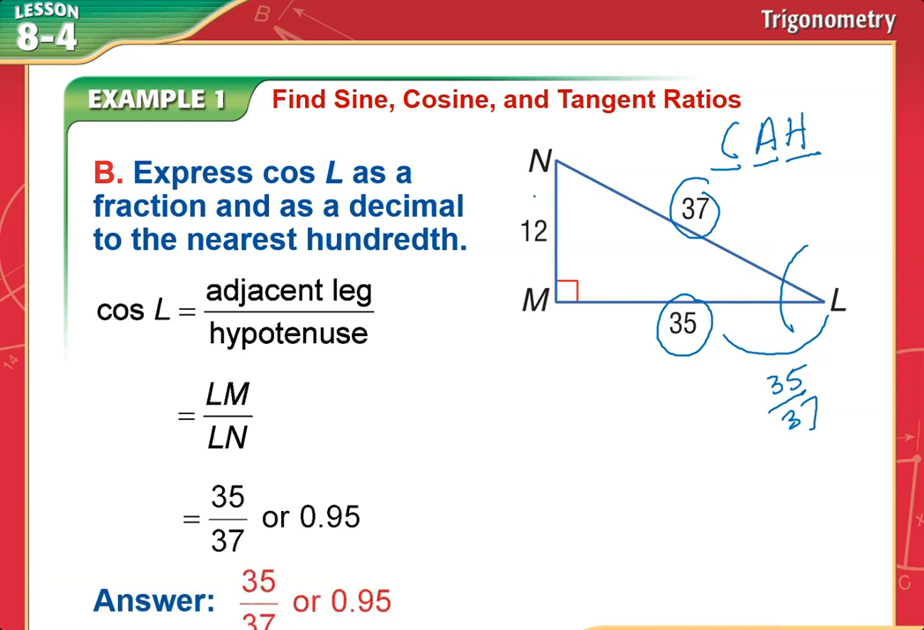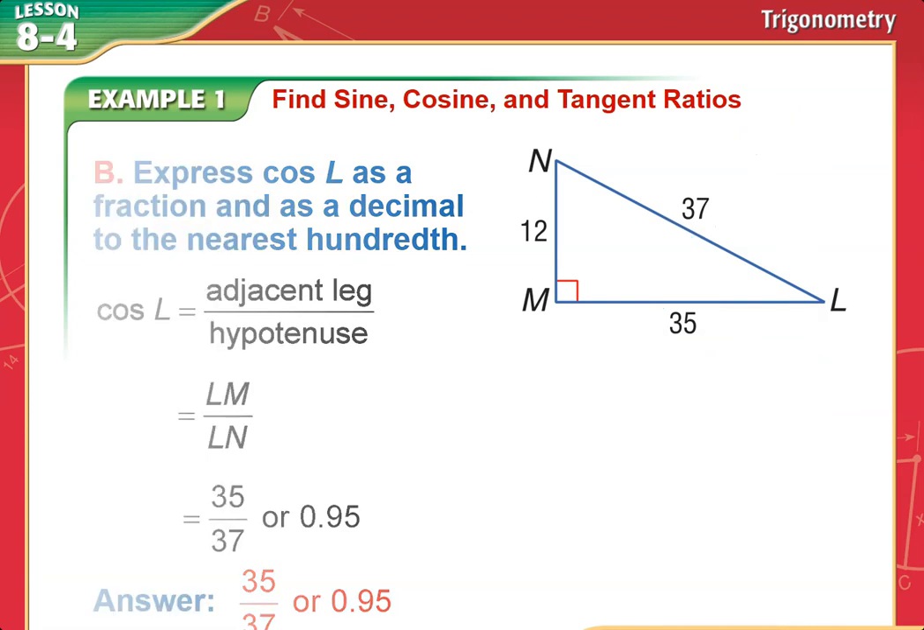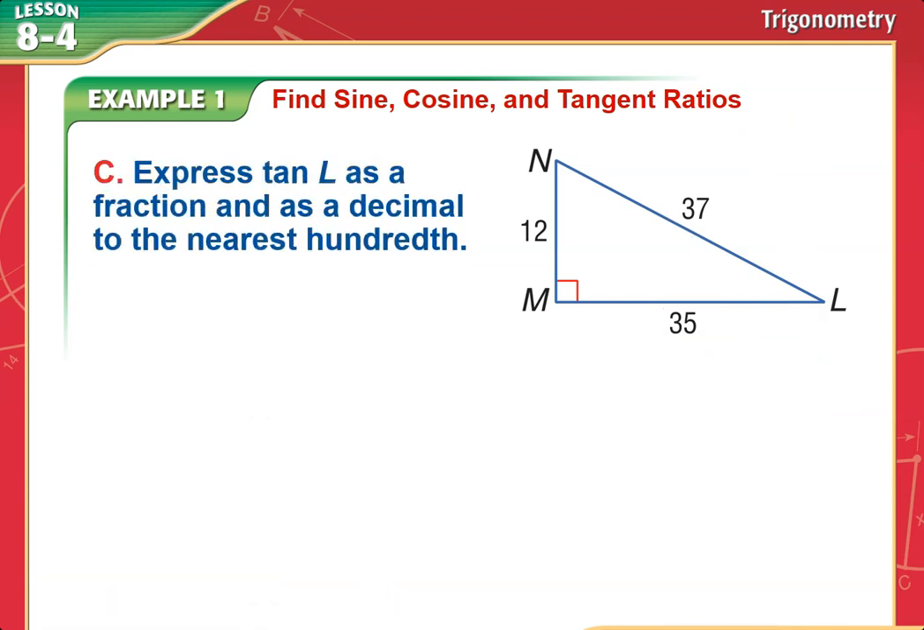Now we're going to do tangent of L. Tangent is TOA, opposite over adjacent. You have to remember that opposite and adjacent are relative to a particular angle, so we're doing angle L. So we're finding tangent of L. Opposite would be 12, and my adjacent is 35. So we can say it's 12 over 35.